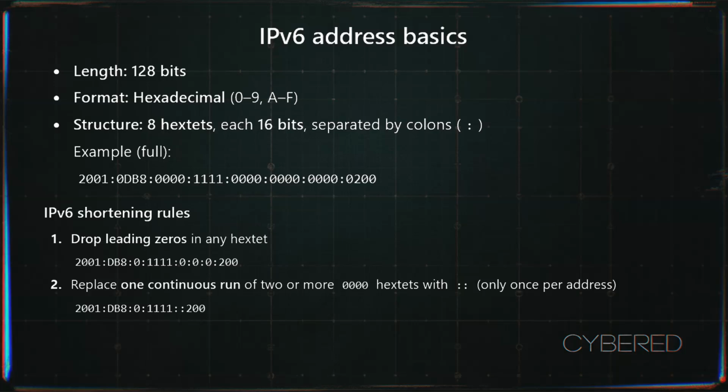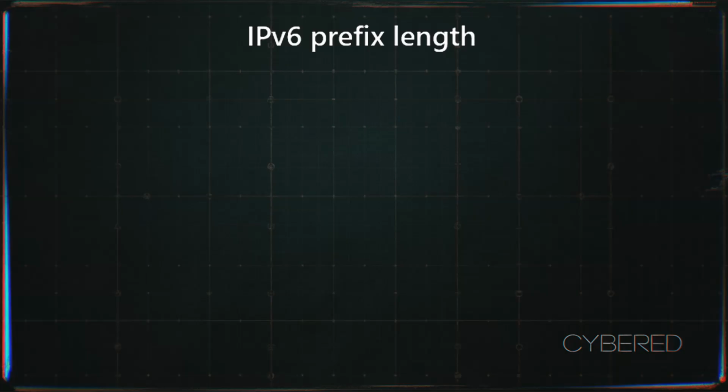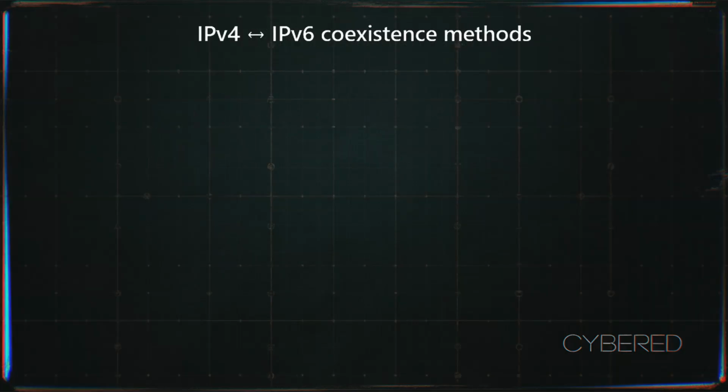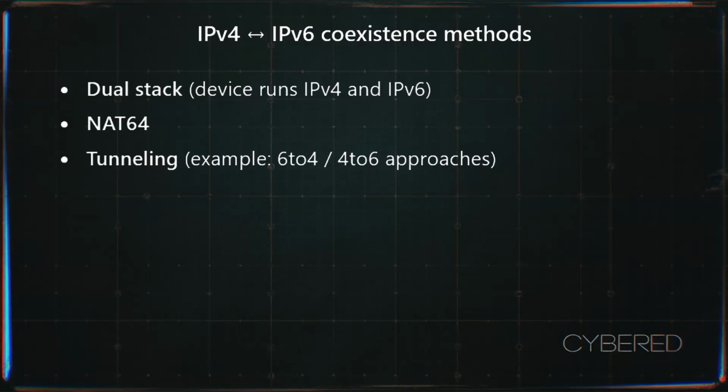So here are the IPv6 shortening rules. Drop leading zeros in any hextet. Replace one continuous run of 2 or more 0000 hextets with a double colon, only once per address. You've got your IPv6 prefix length; the typical default IPv6 subnet is /64. First 64 bits equals prefix, last 64 bits equals interface ID. IPv4-only devices can't natively communicate with IPv6-only devices, so networks commonly use dual stack, NAT64 and tunneling.